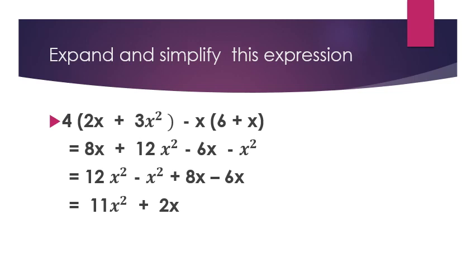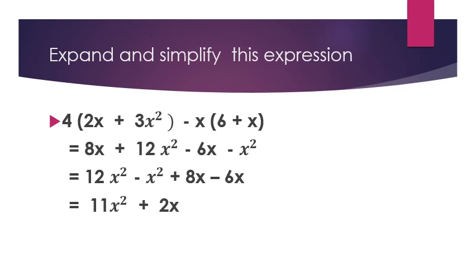Now we are going to expand and simplify the expression. An expression is given in front of you which you need to expand and simplify at the same time. The expression says 4 multiplied by 2x plus 3x square, minus x multiplied by 6 plus x. The expression is divided into two parts if you observe it carefully. The expression in the first bracket is to be multiplied by 4, and then the expression in the second bracket is to be multiplied by x. And then whatever we are getting, we are going to simplify it by collecting like terms.